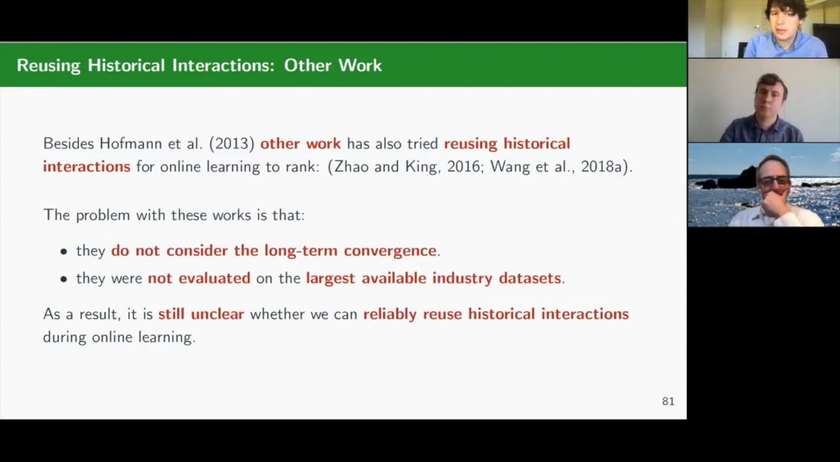They're often evaluated on very small data sets, where there's high variance in the results. With random rankers, you can already get very good results, for instance. Which means it's still unclear whether these methods really work and whether we can really reliably reuse historical interactions.